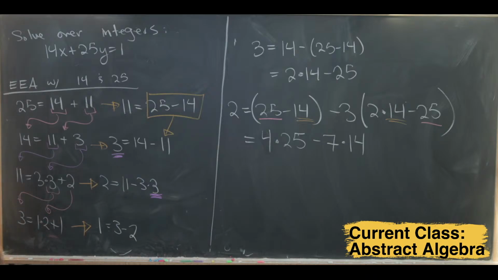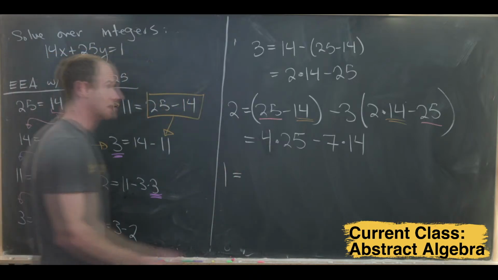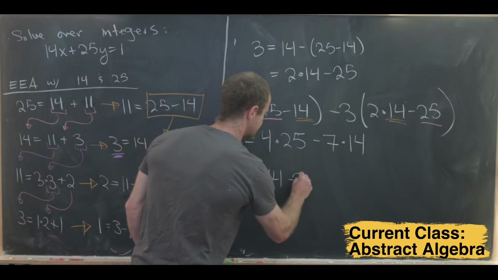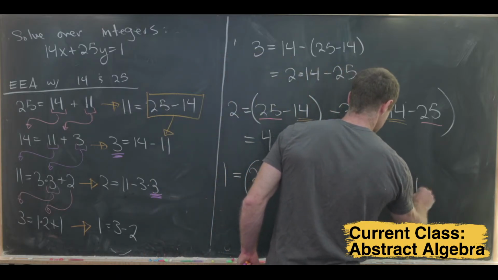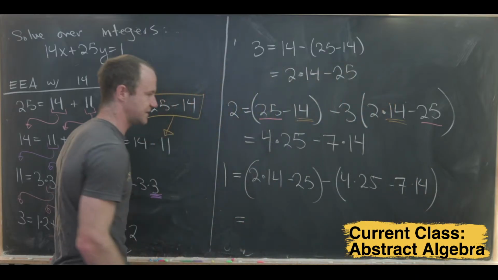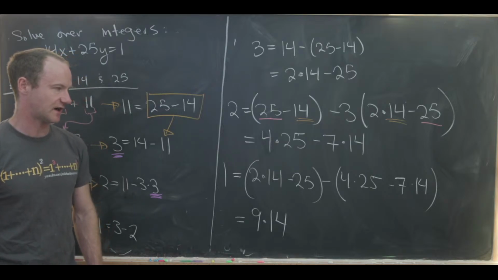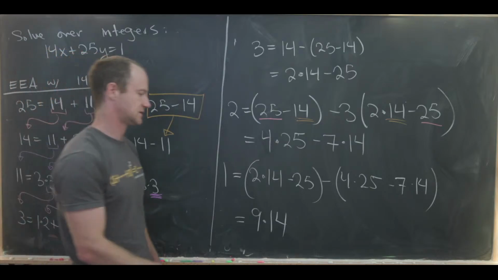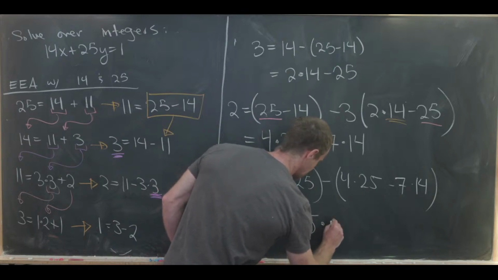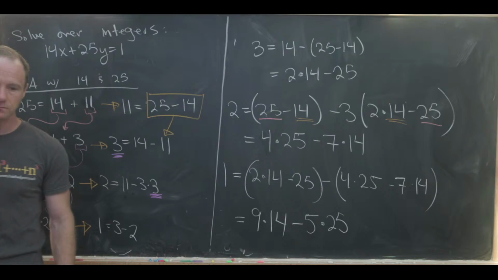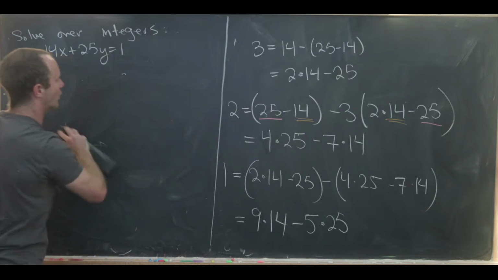Okay. And now we can finish it off because we've got an expression for 2, we have an expression for 3. So that means we have 1 is 3 minus 2, but 3 is this, 2 times 14 minus 25, minus 2 is this, 4 times 25 minus 7 times 14. So what do we get in the end? What's our coefficient of 14? 9. 9 times 14. And then what's our coefficient of 25? Negative 6? No, negative 5. Negative 5 times 25. So we get something like that. Okay. So here, let's write that up here, and then we'll answer the question, what's the point?